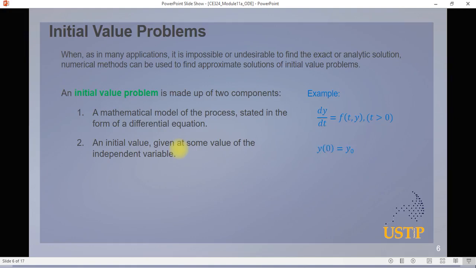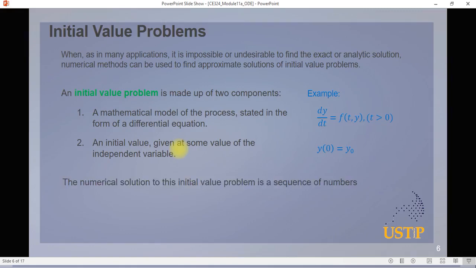So for example, we have this y sub 0. Given that the initial value of x is equal to 0, the initial value of y is y sub 0. Or any number that you can represent with y sub 0.